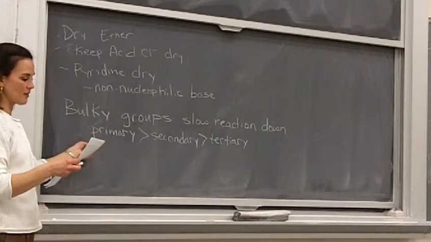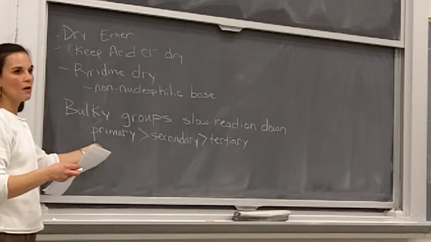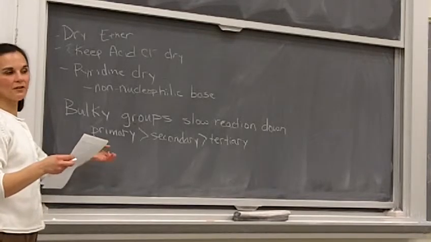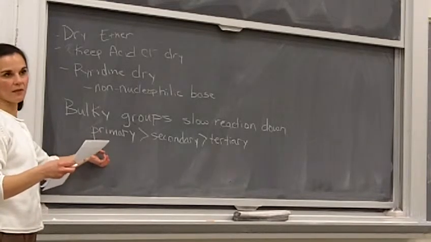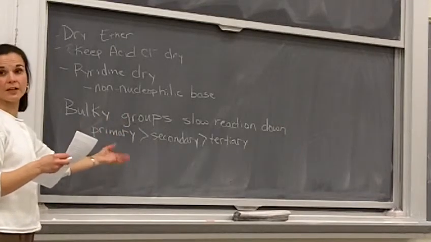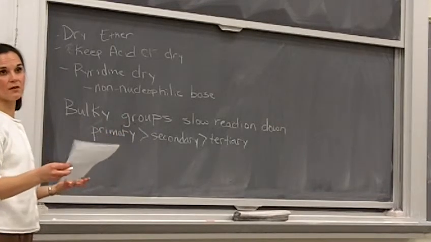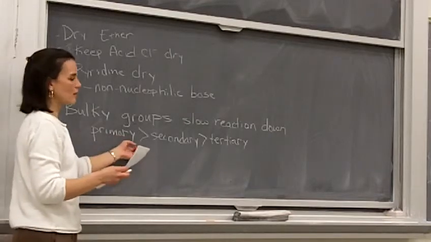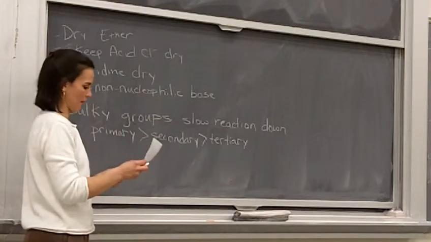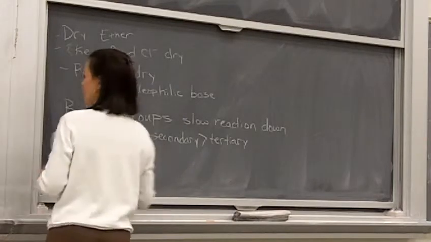But you can use this to your advantage. The more bulky things are, and the more hindered things are, the less reactive they're going to be. So you could have a competition where something less hindered will react first over something that's really bulky. So you can also use this to your advantage if you have multiple groups on the same compound.